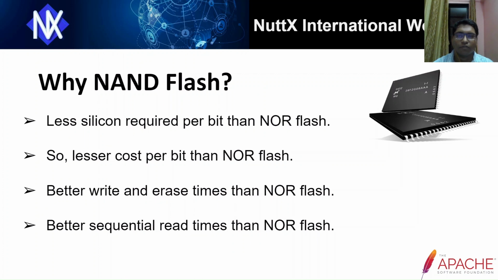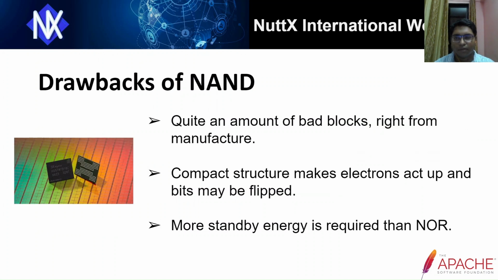So why should we use NAND flash? It's because NAND flashes are very compact, they use fewer wires and thus less silicon and thus have a lower cost per bit than NOR flashes. They also have better write and erase times than NOR flash and provide a faster sequential read than NOR flash. So there are some drawbacks of NAND, most notably bad blocks.